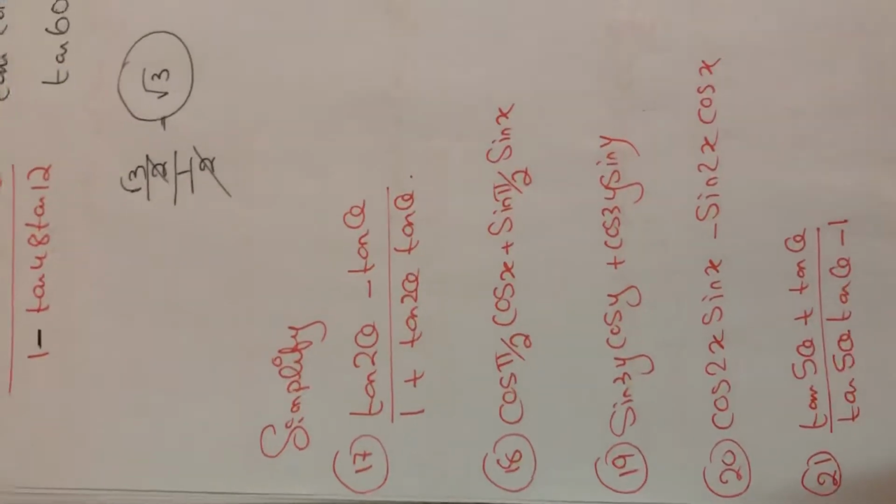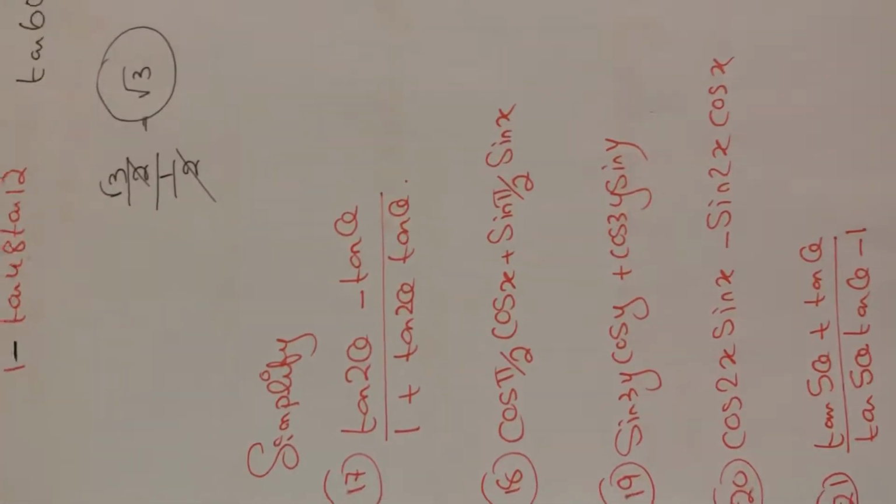Whenever we have the root of 3 upwards, the answer will end up in root of 3, and tan is positive in quadrant 1 as we know, and it's pretty good. The coming questions are asking us to simplify. How will I simplify? Let's see.